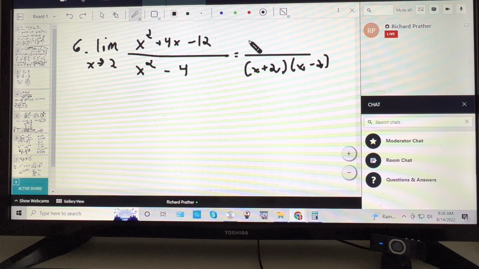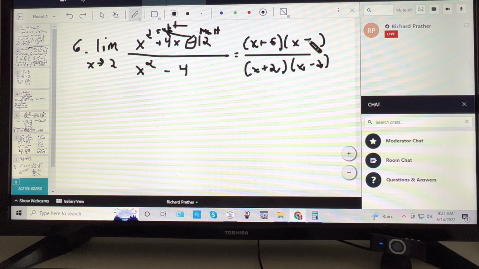The numerator is a trinomial that might factor into x times x. If there's a negative in the back, you get one positive and one negative. Got to multiply to 12. 1 and 12, 2 and 6, 3 and 4, and it needs to subtract a positive 4. So that would be positive 6 and negative 2. So this is where I can factor and cancel.